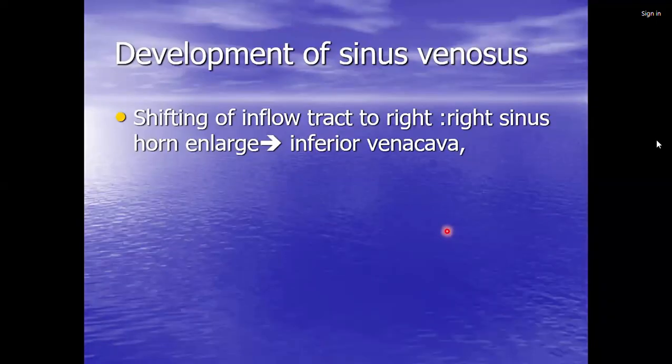So what happens to this sinus venosus? We have said there is a rotation, a looping of the heart towards the right. As a result of this looping towards the right, there's a shifting of the inflow tract to the right. So the right sinus venosus horn will become enlarged, and the left sinus venosus horn becomes less enlarged and eventually disappears. So the right sinus horn eventually develops to form the inferior vena cava.